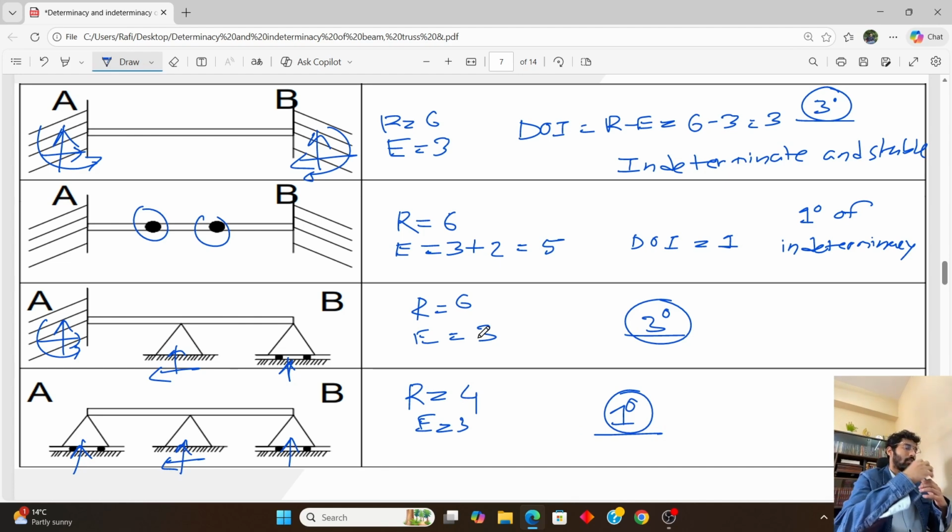We will look at the support, consider the number of unknown reactions, and consider if there is an internal hinge that gives an extra equilibrium equation. After that we will take the difference of R and E and write down the value of DOI. If the DOI is 1, it is 1 degree of indeterminacy. If the DOI is 5, it is 5 degrees of indeterminacy. If the DOI is 0, it is a determinate structure. So this is how we will solve the beam.